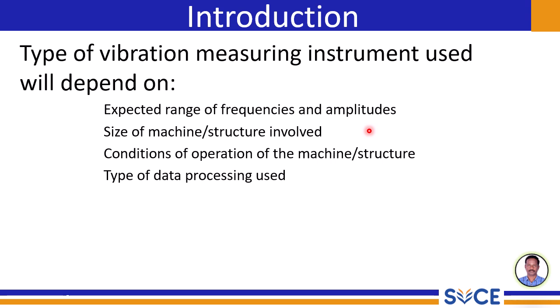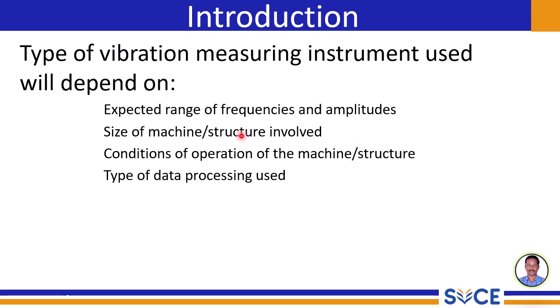For instance, some transducers are better suited for measuring high frequency but low amplitudes, while others excel at capturing low frequency, high amplitude movements. We need to select an instrument that can accurately capture the entire spectrum of vibrations we are anticipating.